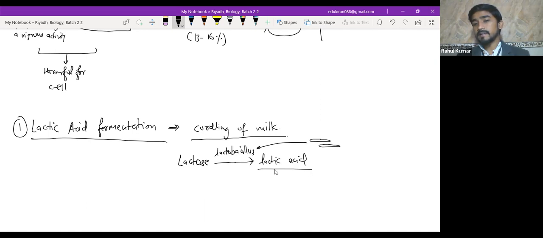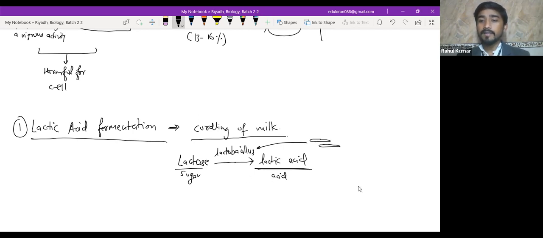Now this is an acid, right? So what's happening to the milk? Before there was no acid, there was a sugar. So this is a sugar in the milk. Now there is an acid in the milk. So what happens in the presence of acid? Milk has lots of proteins, correct?